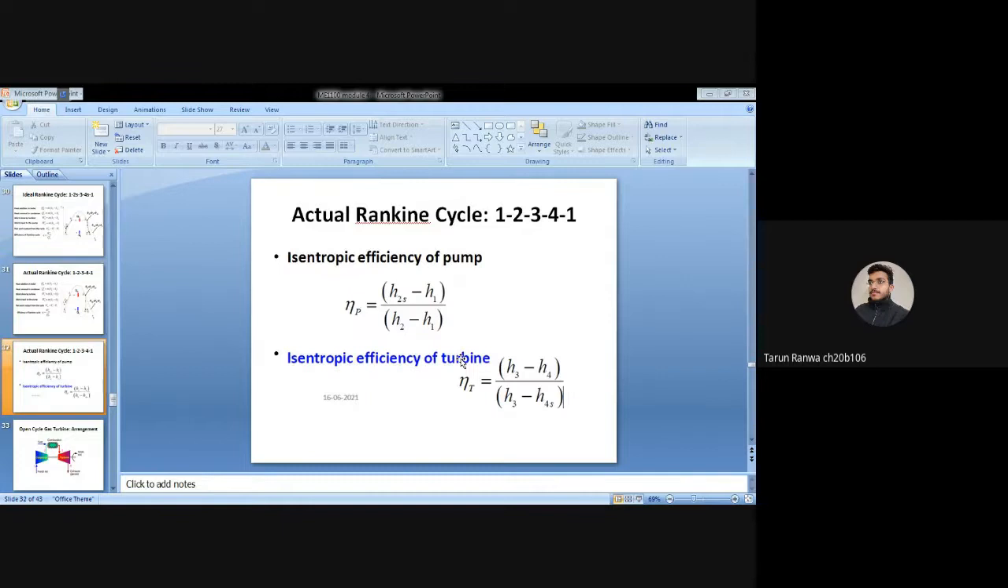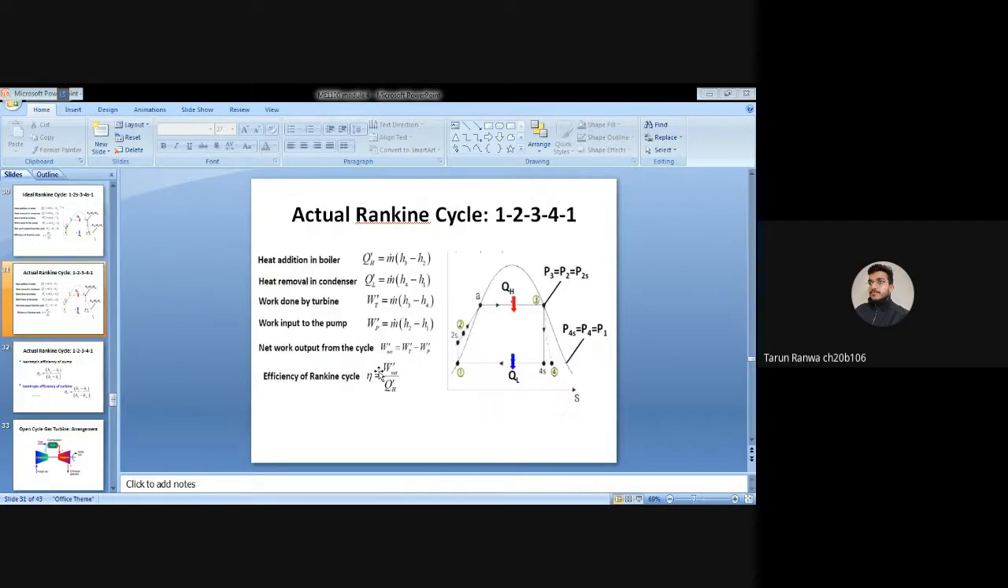Now the efficiency of an isentropic turbine. We can write the efficiency of the isentropic turbine equals H3 minus H4 divided by H3 minus H4s. So H3 minus H4, this part, and H3 minus H4s, and this is also less than 1.